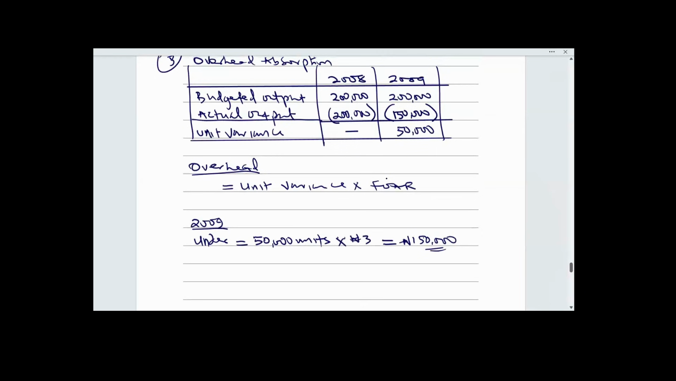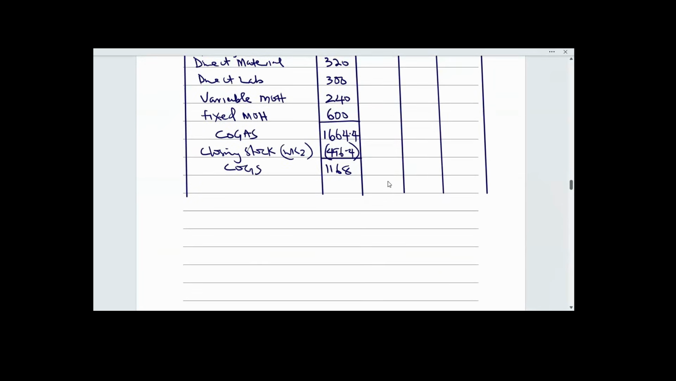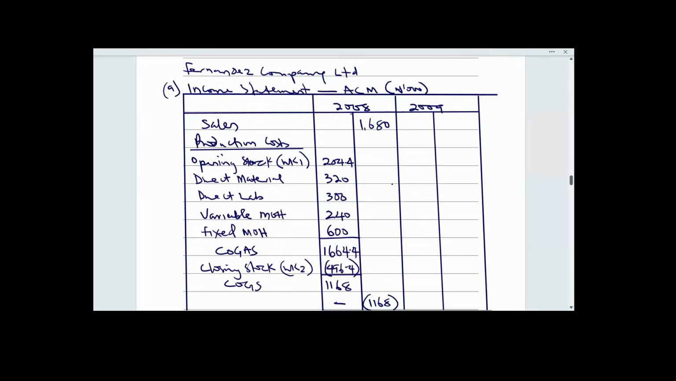So we are going to add this to cost of goods sold. That's it. So let's go up there. So this one is dash. We don't have anything. In 2008, the overhead was appropriately absorbed. So then less. This one will be 1168 minus the sales.